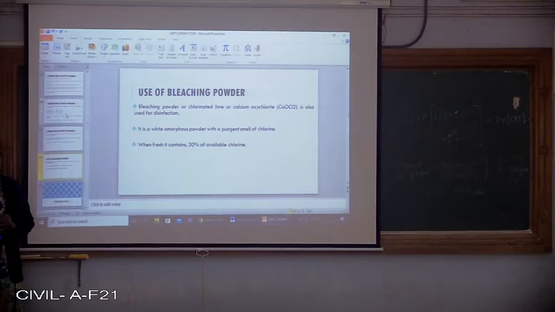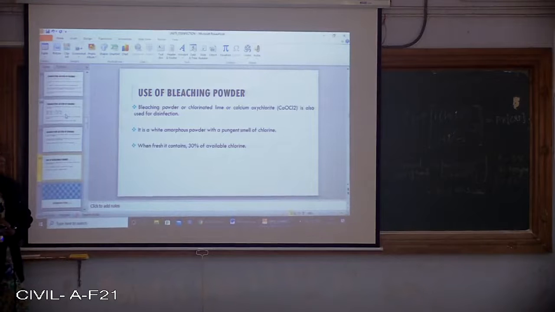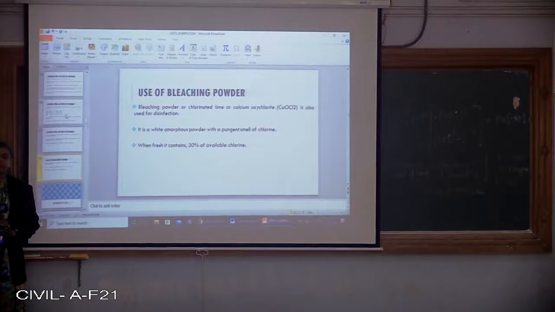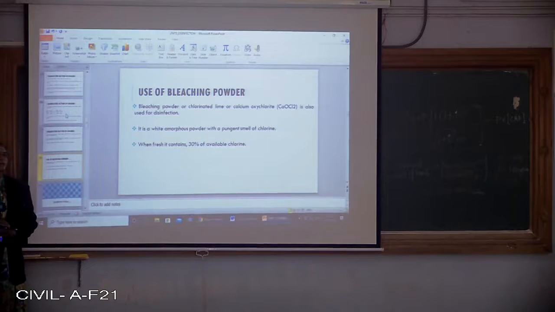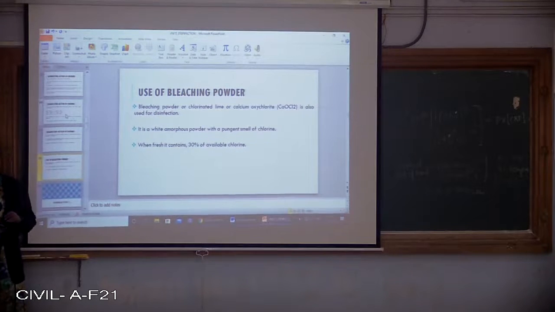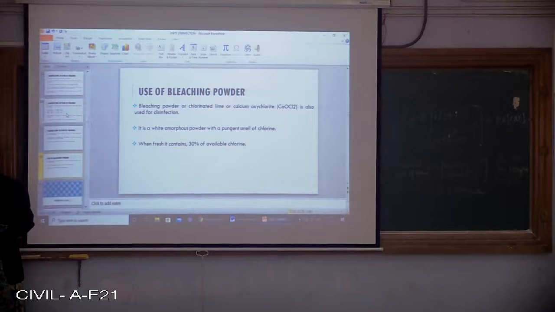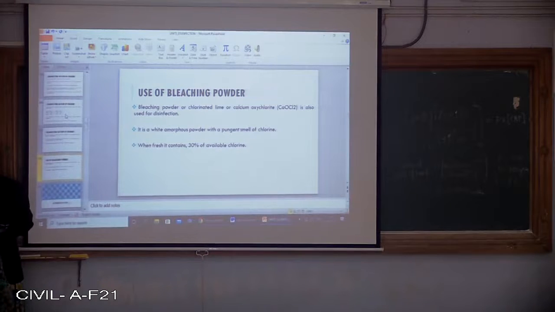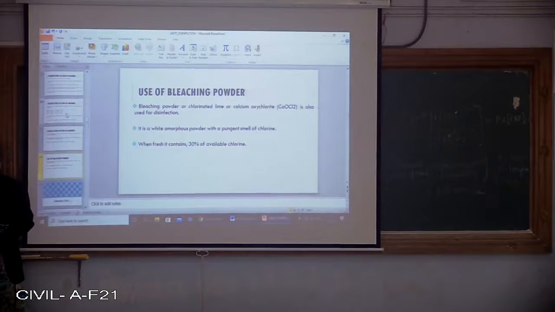So this is also going to be used as one of the disinfectants for killing the germs and pathogens of the drinking water. So this is how we are going to see the disinfection process that is going to be carried out for our drinking water supply.